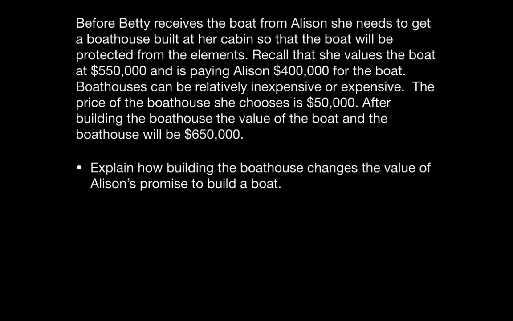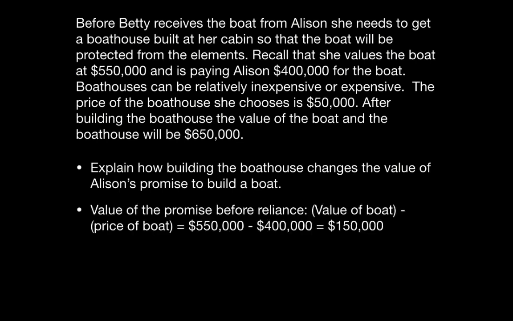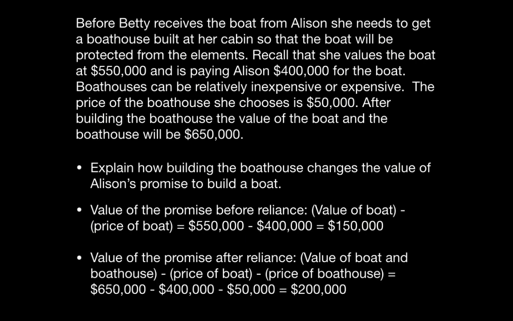Explain how building the boathouse changes the value of Allison's promise to build a boat. Before Betty built the boathouse, the value of the promise was $150,000. This is because the value Betty placed on the boat, $550,000, was $150,000 more than the price of $400,000 that she agreed to pay. Now that she's building the boathouse, the value of the promise is $200,000. After reliance, the combined value of the boathouse and the boat is $650,000, which is $200,000 more than the combined price to Betty of the boathouse and boat.